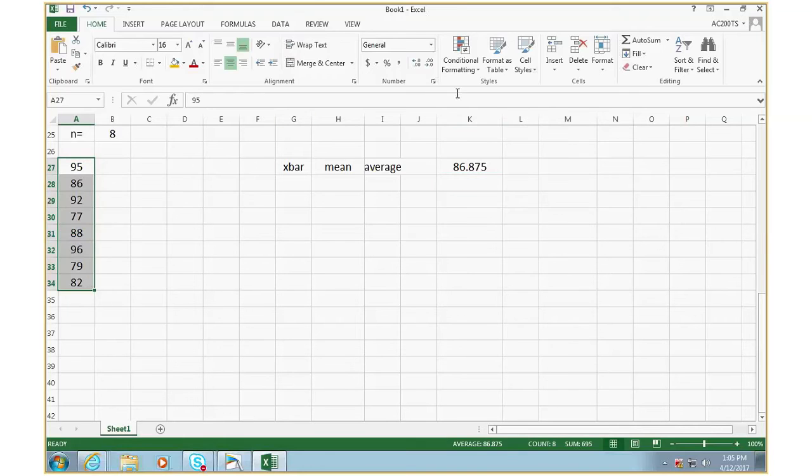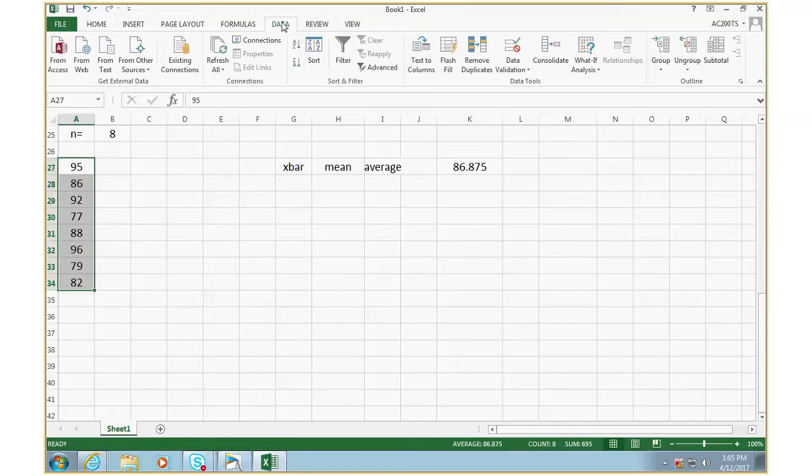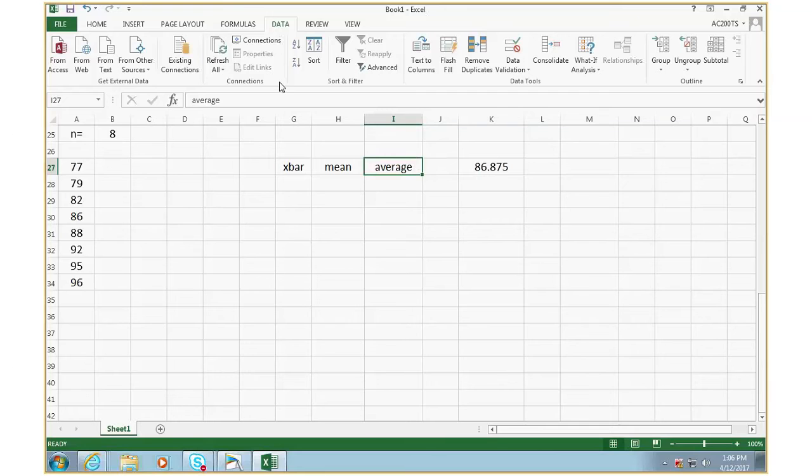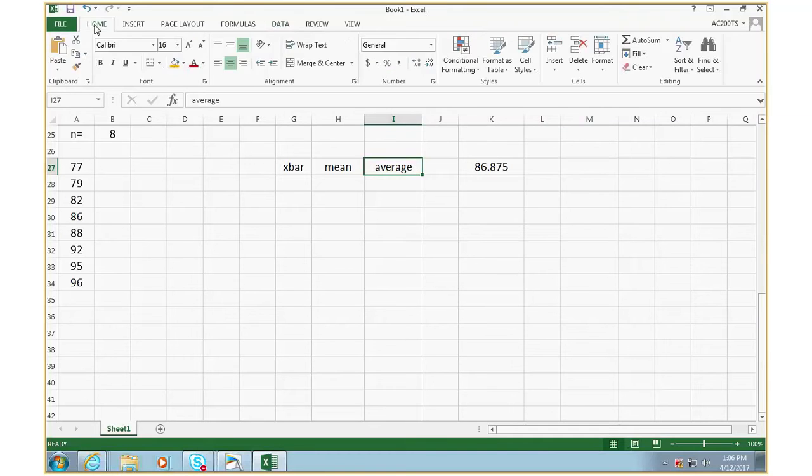I forgot to do that, which doesn't matter for the average because you're adding them together, so it really doesn't matter. But on the other stuff, it does. Like I said, y'all already know it, so that's why it's going to be easy.